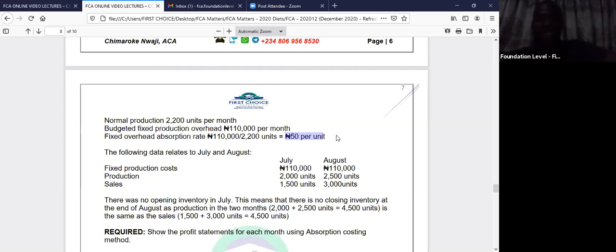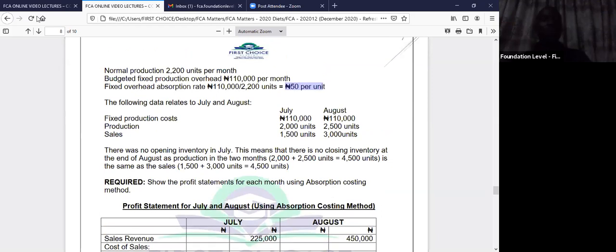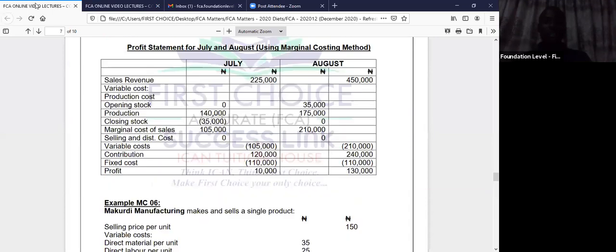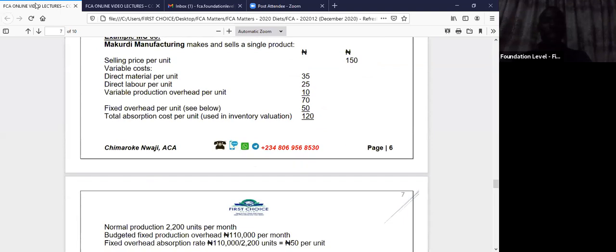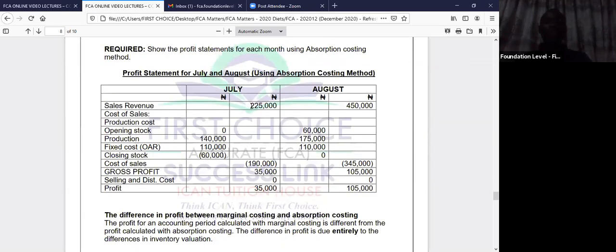That's interesting. Okay, now let's look at the following data relating to July and August. The same figures, everything. So I'm just going to show you where the difference lies. Okay, so this is the question here. You notice in July, our 225 sales revenue is still constant. Our 450 in August is still constant.